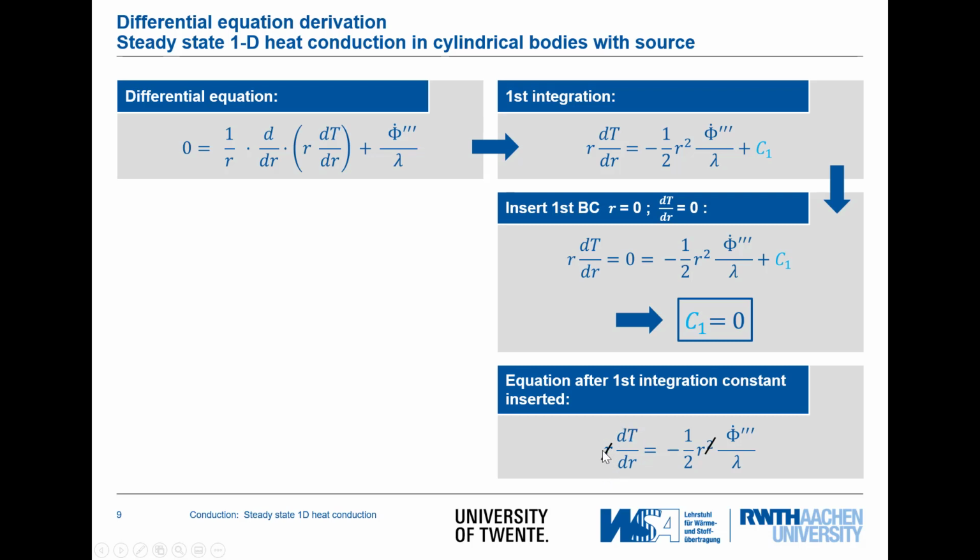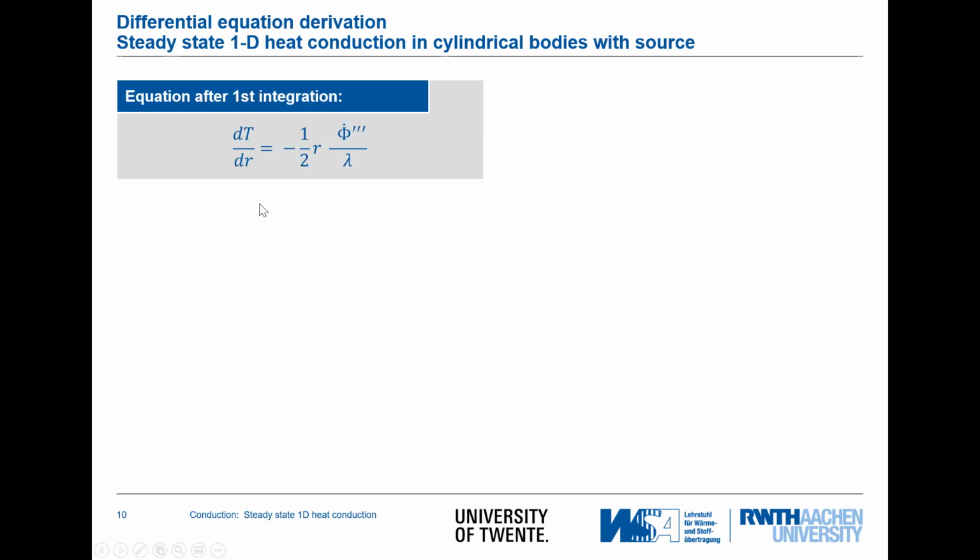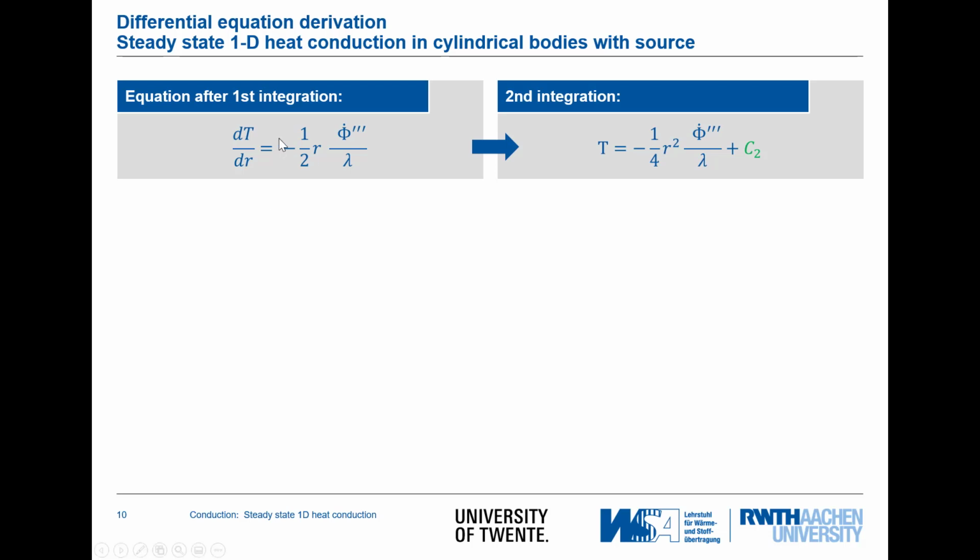This then reduces the equation, because in the next step we can also remove one of the r: on the right side we have r squared, on the left side we have r, and we have simplified our differential equation that we can now integrate a second time. The second integration leads from r to r squared. Because there's already a prefactor of 1/2, this prefactor changes to 1/4, and in a similar manner we obtain a second integration constant.